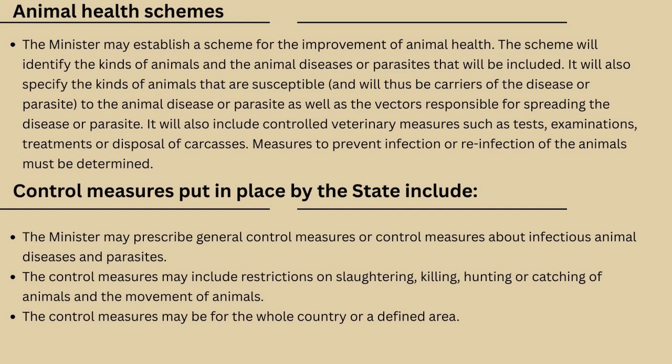Control measures put in place by the state include: the Minister may prescribe general control measures or control measures about infectious animal diseases and parasites. The control measures may include restrictions on slaughtering, killing, hunting, or catching of animals and the movement of animals. The control measures may be for the whole country or a defined area.